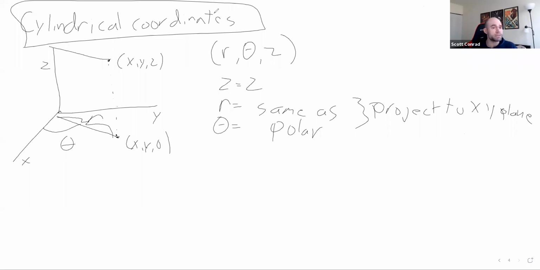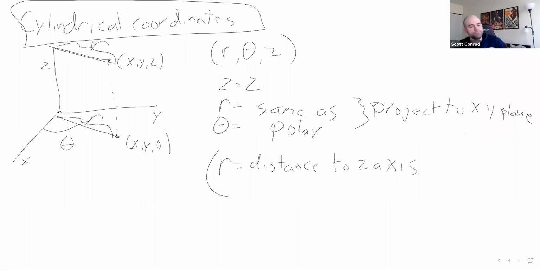Just so we don't get this mixed up with spherical, if you're not projecting down to the xy plane, here's how you think of it. r is going to be the distance of your point to the z-axis, not the distance to the origin, which is the same as if you project this down to the xy plane and then look at the distance to the origin.